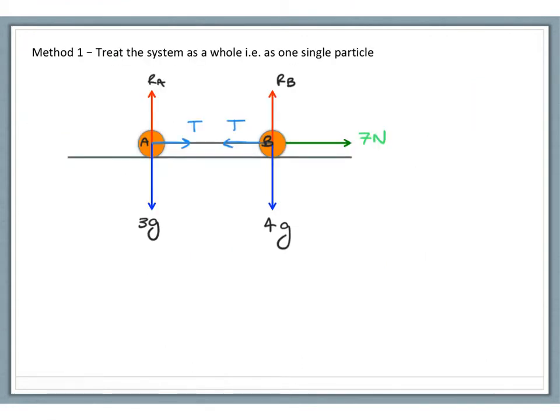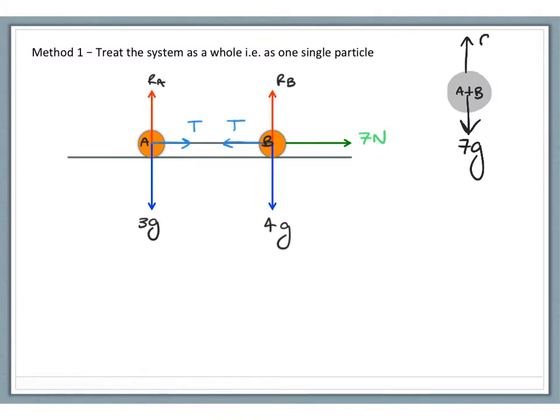So we're going to aim to solve the problem and calculate the tension and the acceleration, and there are 2 methods that we can use to do this. In the first method, we treat the whole system as a single particle. So we imagine that rather than 2 separate particles of 3 kilograms and 4 kilograms, we have one single block of a particle which has a mass of 7 kilograms, so a weight of 7g overall. So this is A and B combined.